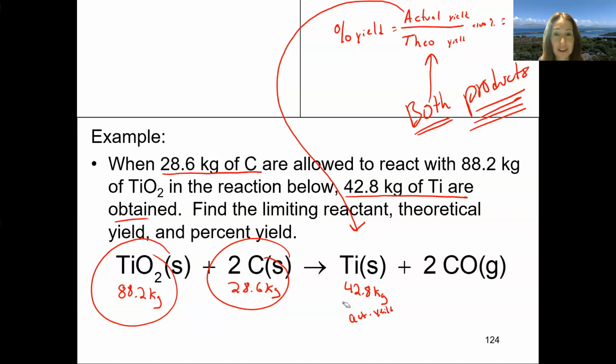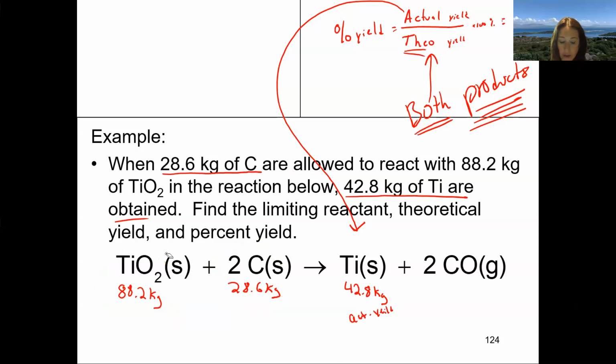They have to tell you because you can't mix it on paper, right? You don't know what you're going to get when you actually mix it together. So in a problem, they pretty much always give you the actual yield. The one you're finding is going to be the theoretical yield. So this is our actual yield. So that means we need to figure out our theoretical yield. And we have our actual yield.